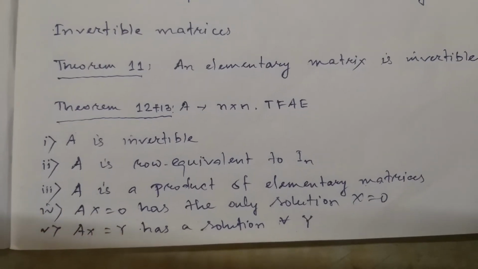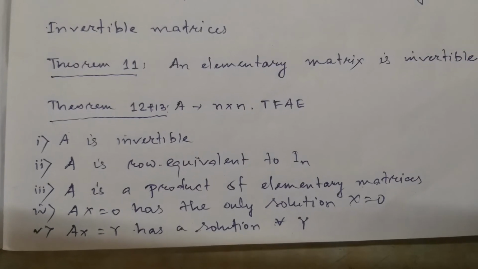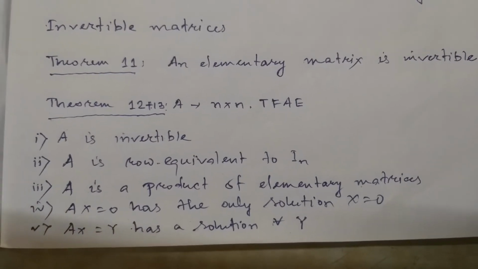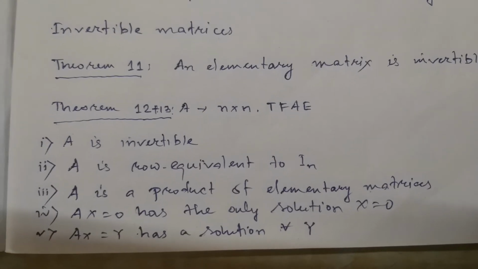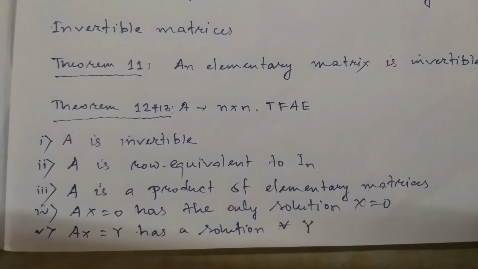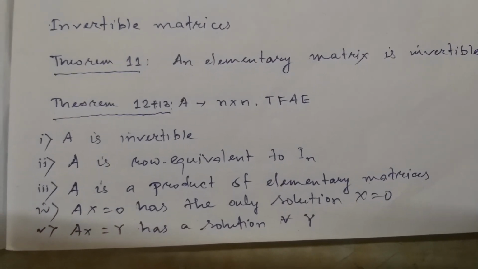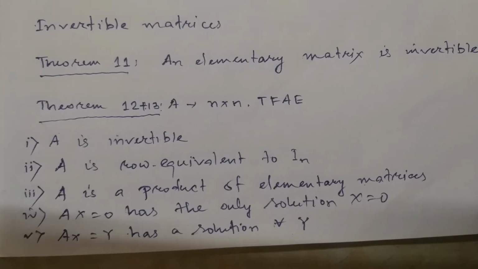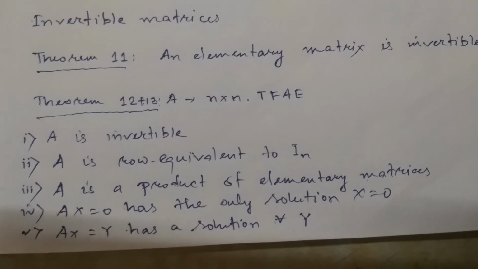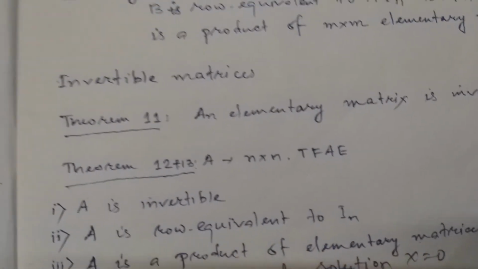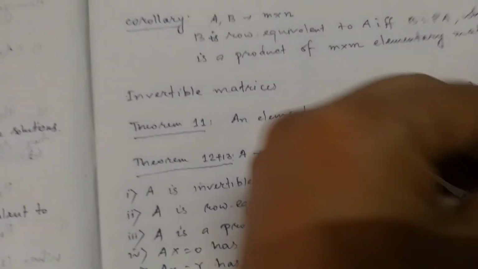Statement 4 is that the homogeneous system of equations Ax equal to 0 has the only solution x equal to 0. That means it has no non-zero solution or non-trivial solution. And statement 5 is the system Ax equal to y has a solution for any member on the right hand side. Okay, after theorem 12 there are two corollaries I discuss here.